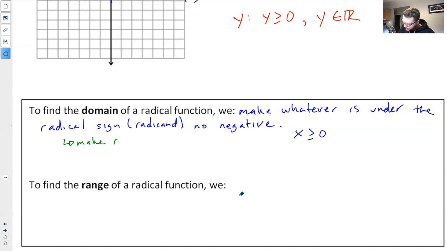This will tell us the starting point of our graph. So to find the domain, we are going to set our radicand greater than or equal to 0, and then we will solve for x. And this will tell us the starting point of our graph. Next question.